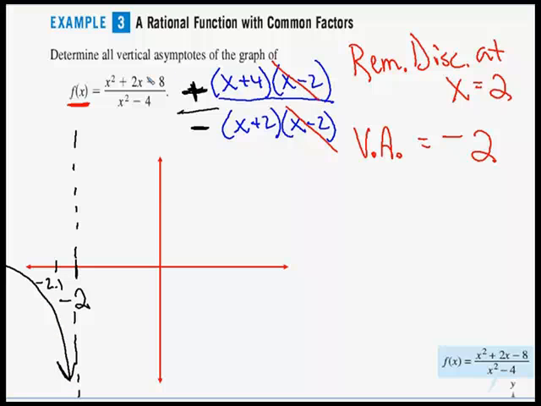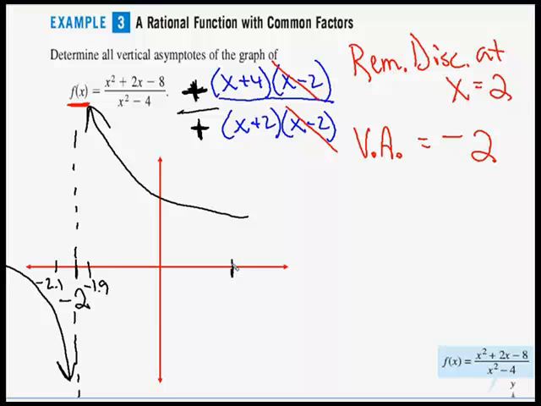And then from the other side, if I approached from negative 1.9, for that x, negative 1.9 plus 2 would be positive, and negative 1.9 plus 4 would also be positive. So over here we're going to be heading for positive infinity. And remember, we have a removable discontinuity at x is 2.